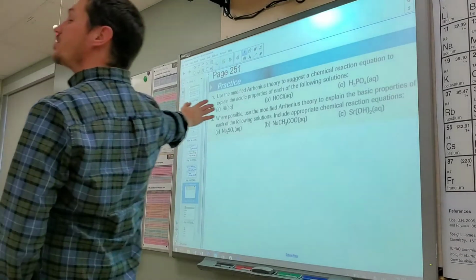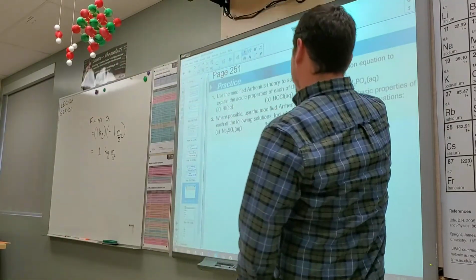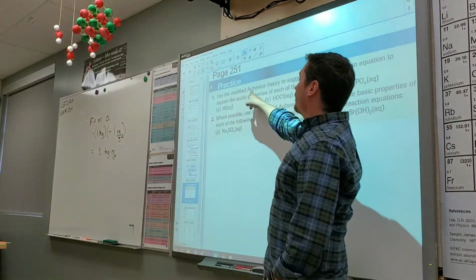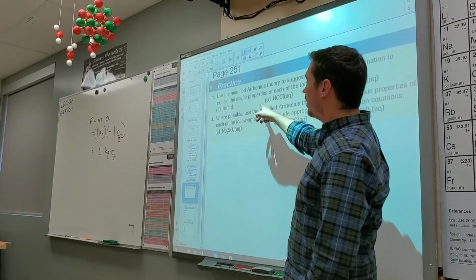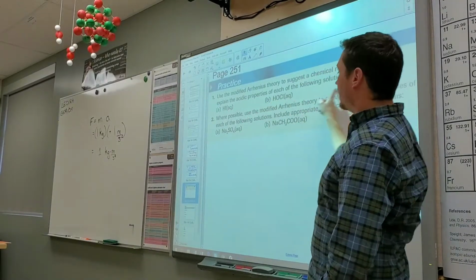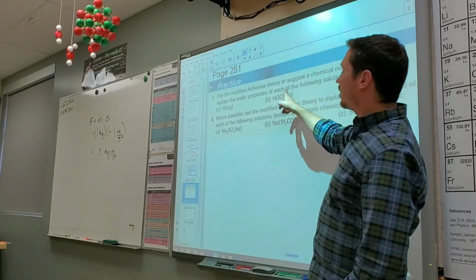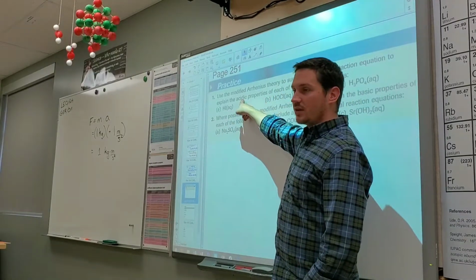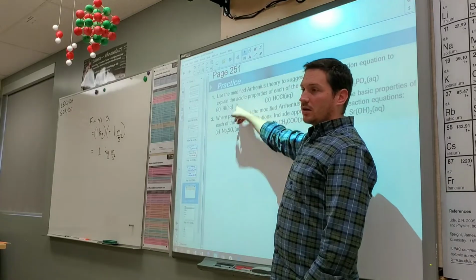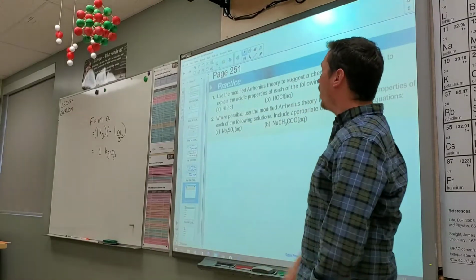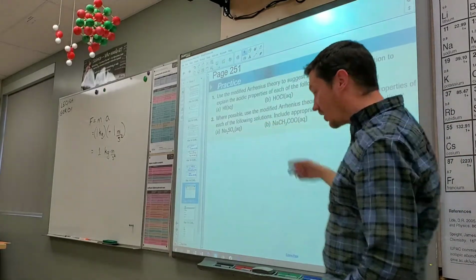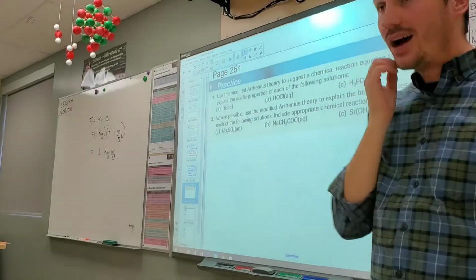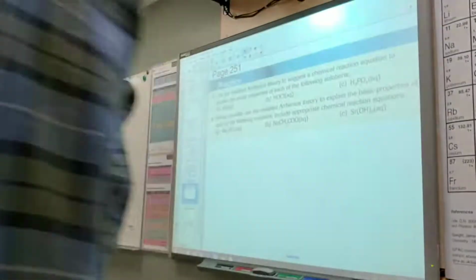Okay, you have work to do. Just read the question. Use the modified Arrhenius solution to suggest a chemical reaction for these. All three of these things are acidic, right? So what are they going to make? Hydronium, H3O+. And all three of those other things are going to make hydroxide because they're basic. So try it out.